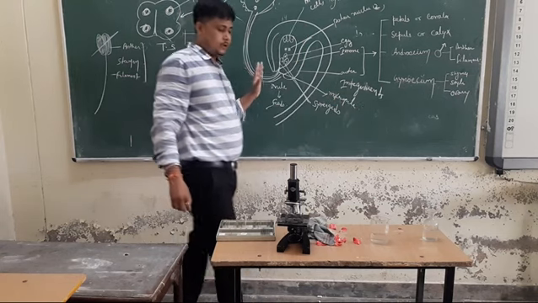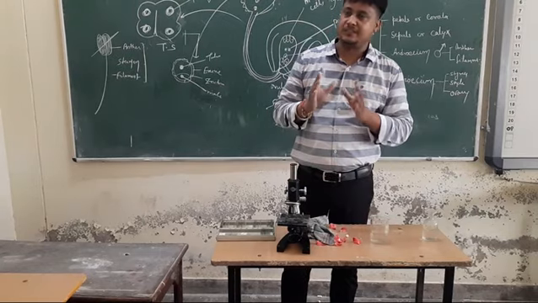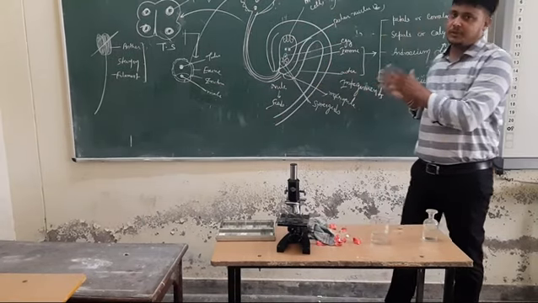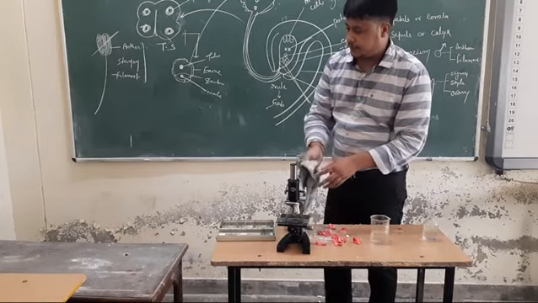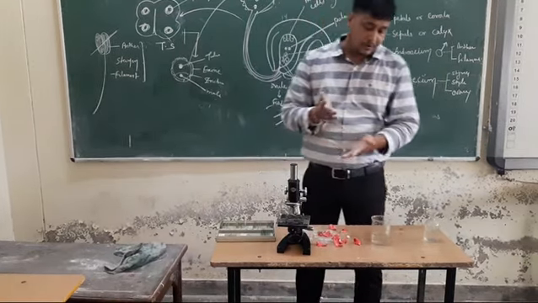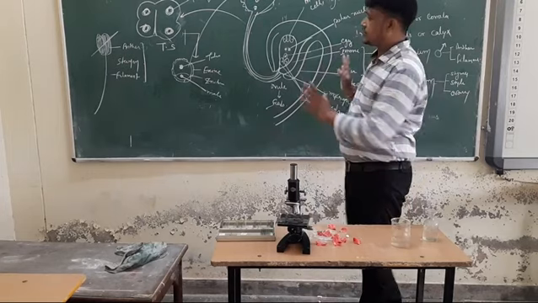So this is the main structure of the flower, the basic parts of the flower. The flower is the reproductive part. I have already taught you about angiosperms. Okay, so you just have to know this.